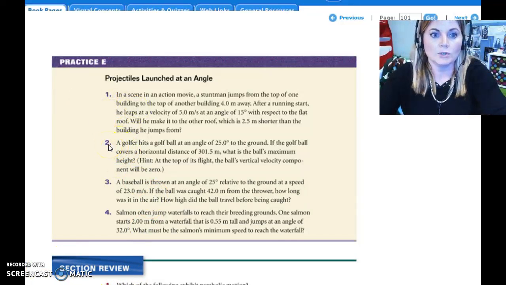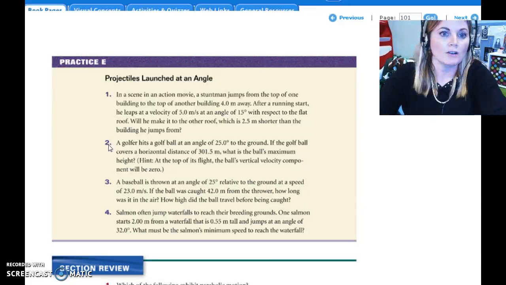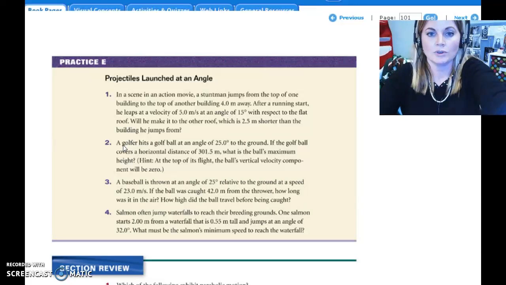We're looking at problem 2 on page 101 of practice set E. It reads: a golfer hits a golf ball at an angle of 25 degrees to the ground. If the golf ball covers a horizontal distance of 301.5 meters, what is the ball's maximum height? And then it gives you a hint: at the top of its flight, the ball's vertical velocity component will be 0.